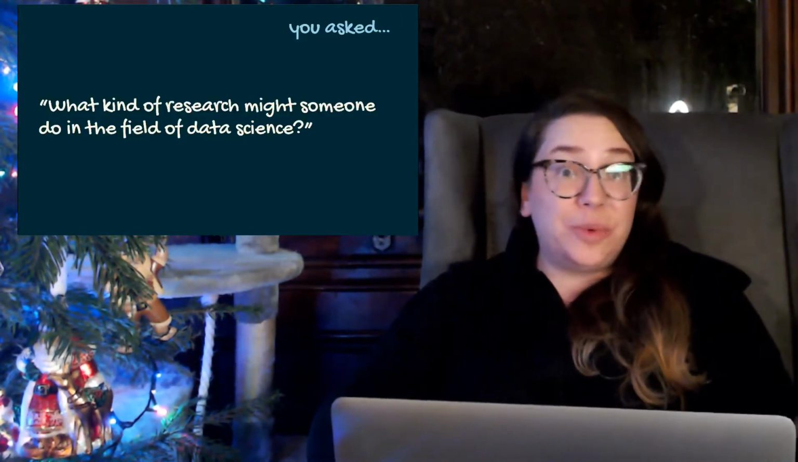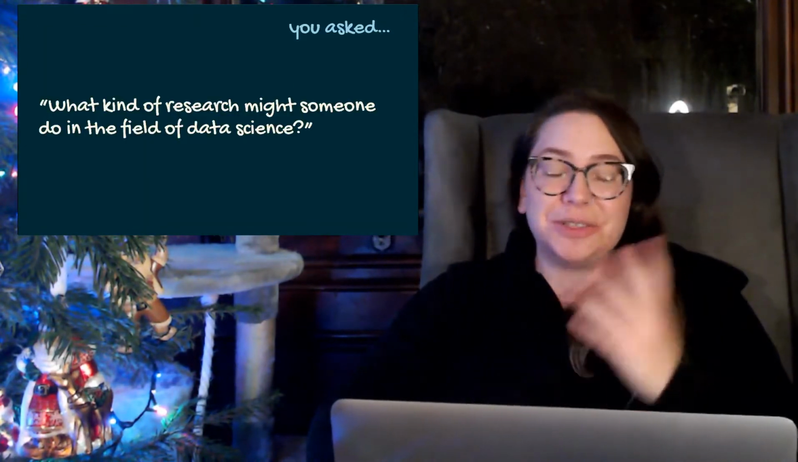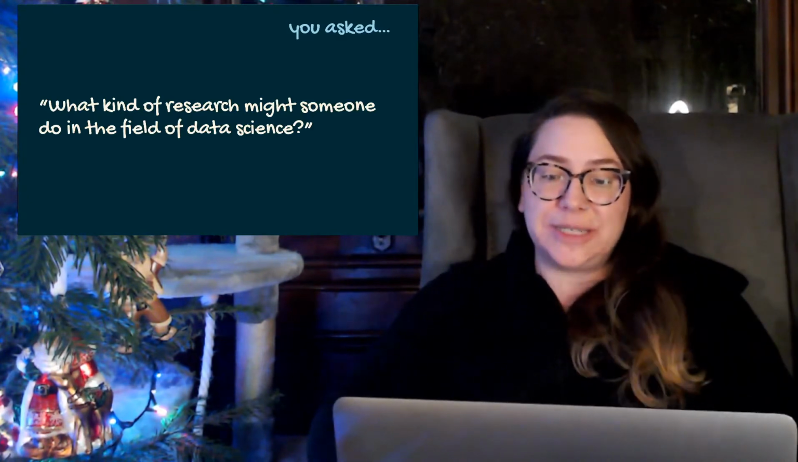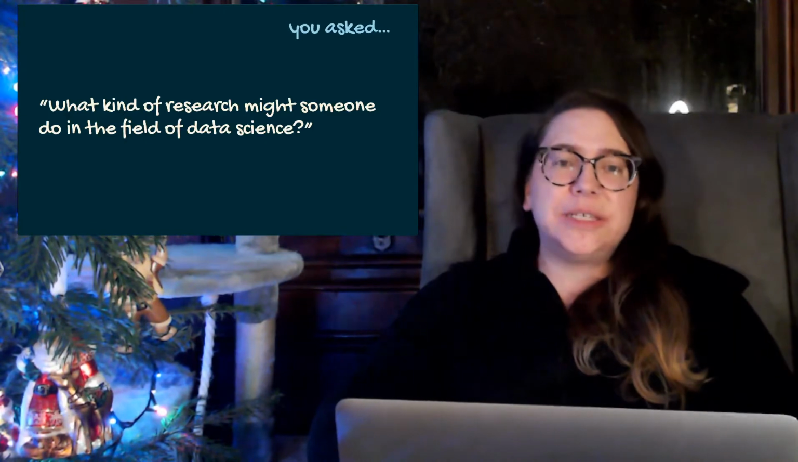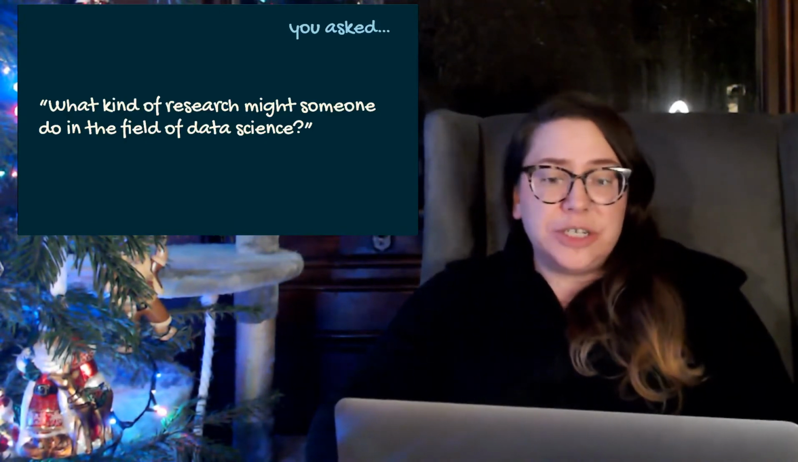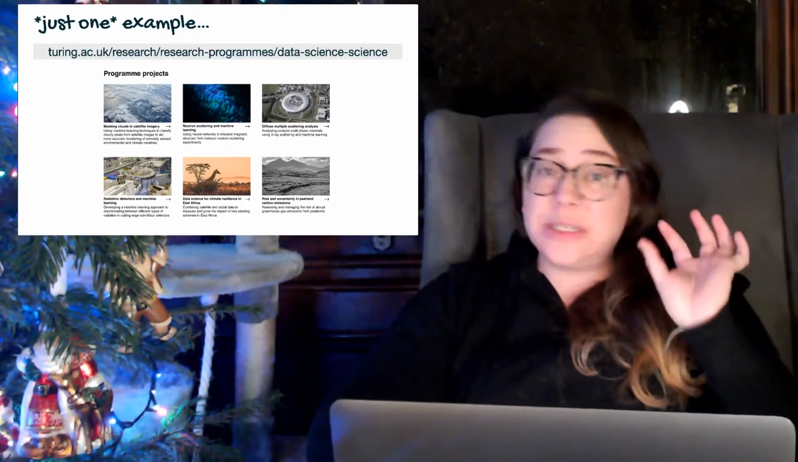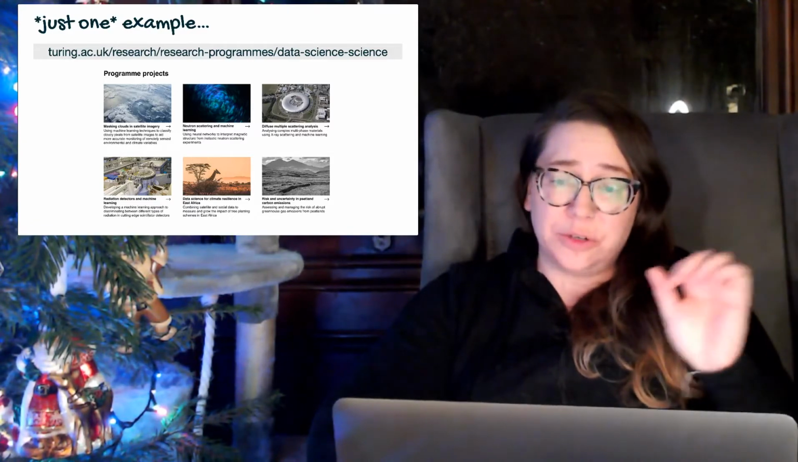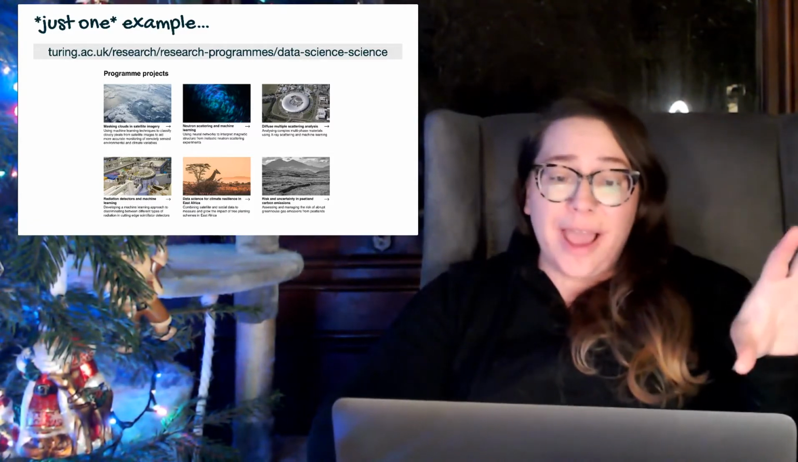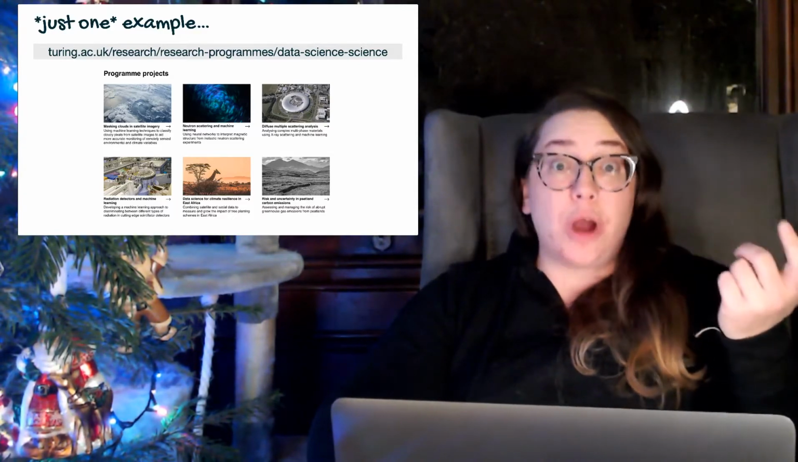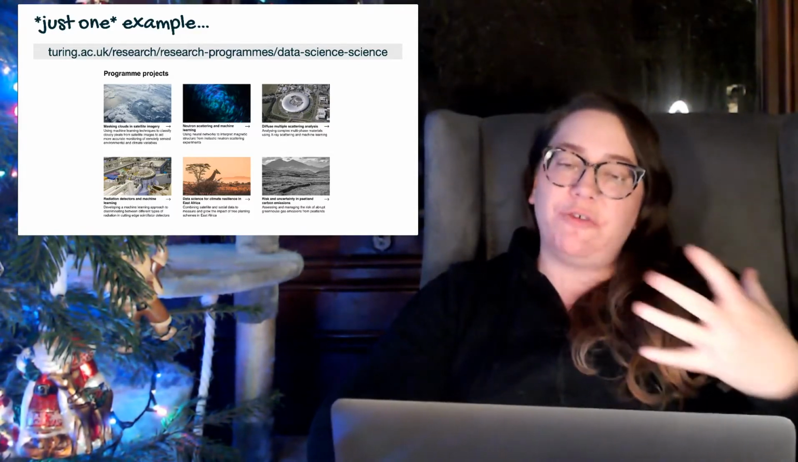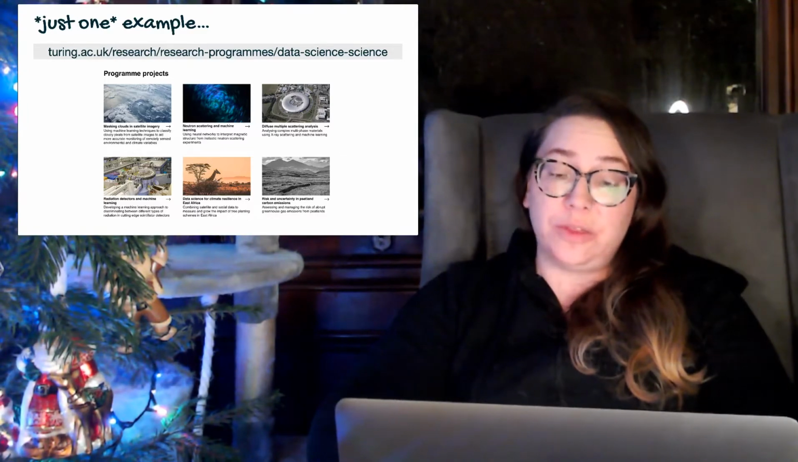Then we asked you, what are some questions that you'd like to get answers on? One of you asked, what kind of research might someone do in the field of data science? The answer to this question really is so vast, but what I wanted to do was to give you one example. This is just one example from one research group, the Turing Institute. They have, at the link that I have here, their data science projects. These are the research agendas of folks affiliated with the Turing Institute.